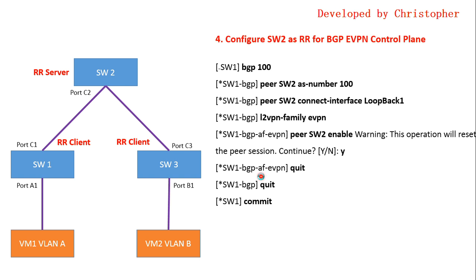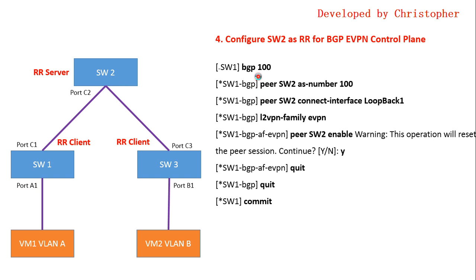Okay. And then here we can see how to configure switch 2 as the RR for the BGP VPN control plane. After configuring switch 2, we will configure switch 1 and 3. They will peer with switch 2, because in data communication we all know that we configure both the inbound and the outbound. Once the inbound and outbound are successfully configured, they will communicate with each other. So don't forget to configure the inbound.